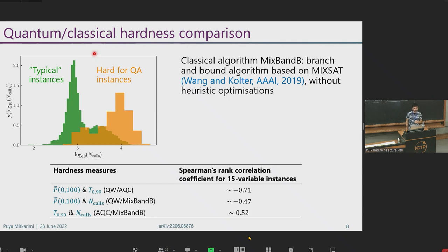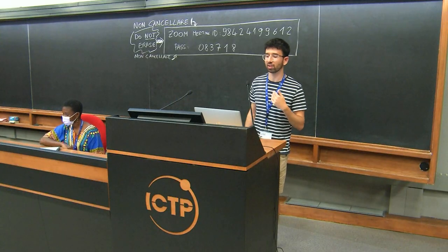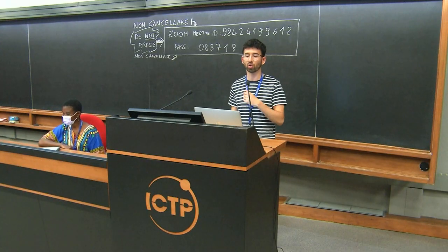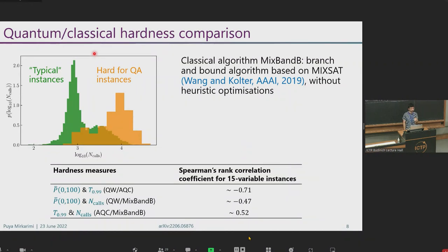So both of these distributions are double peaked, which indicates that there's some separation in hardness for the instances for this particular classical algorithm. And the instances which are hard for quantum annealing mostly lie on the hard tail of the distribution for the typical instances, which implies that there's a correlation in hardness between quantum annealing and this particular classical algorithm.